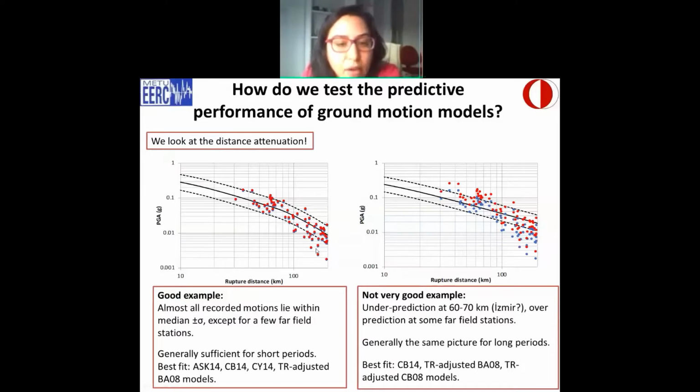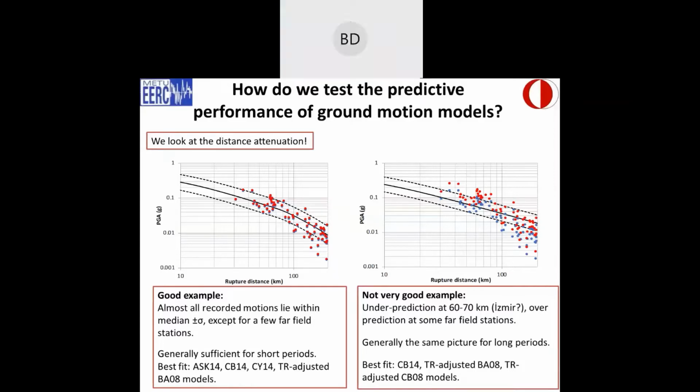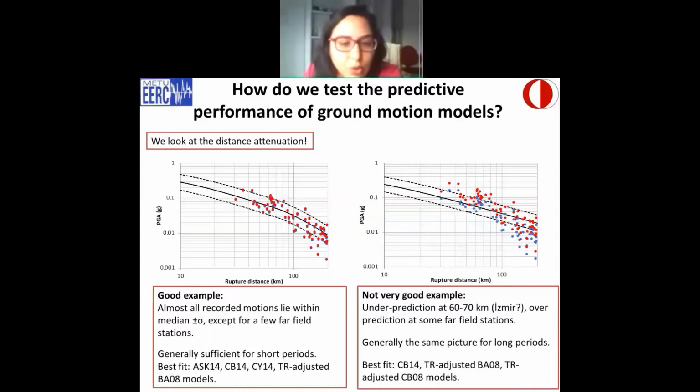If you look at all candidate or all tested models, the short-period distance attenuation is generally sufficient, and the best fit is achieved by Abrahamson et al. 2014, Campbell and Bozorgnia 2014, and Chiou and Youngs 2014, which are NGA-West2 models. One of the Turkey-adjusted models also has a good fit with the short-period attenuation. Another example is on the right-hand side. Here it says PGA, but this is a mistake. This needs to be spectral acceleration at 1 second.